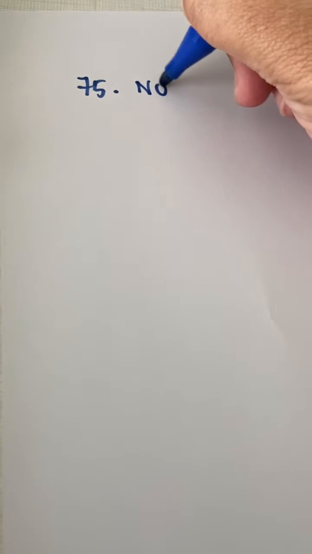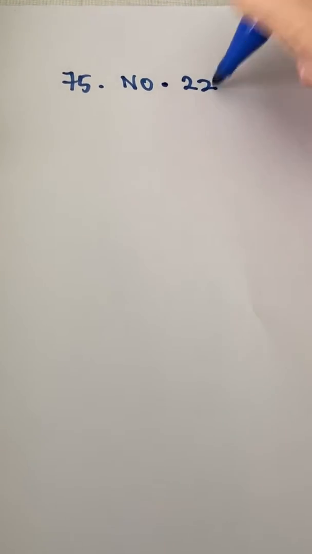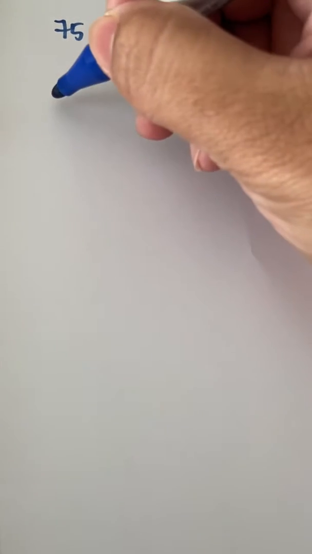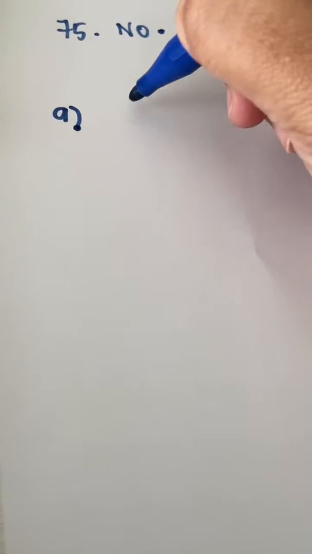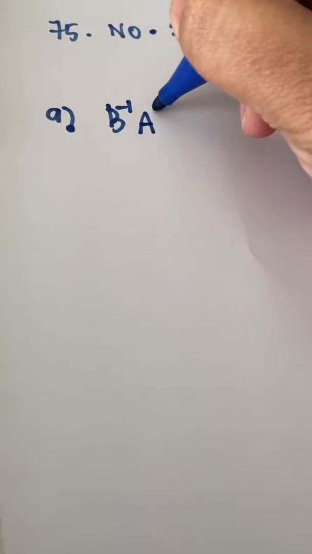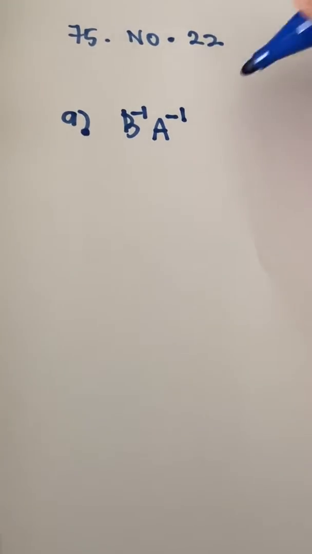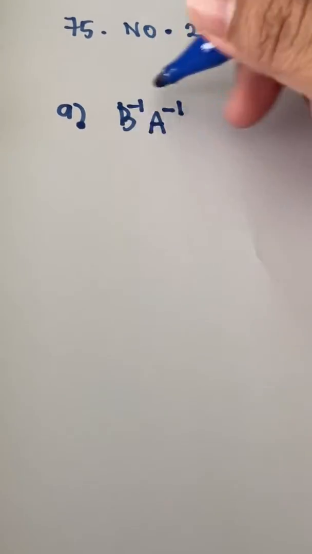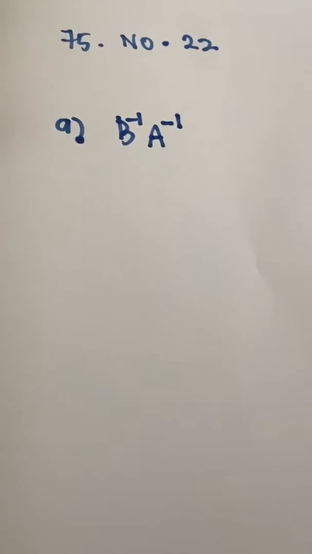Okay, so today kita proceed dengan example of properties of inverse. Okay, so saya buat muka surat 75, number 22. So you can check lah the question for number 22. So soalan A, you have to find the inverse of B inverse multiply with A inverse. So you want to find the matrix. What is the matrix for this form?